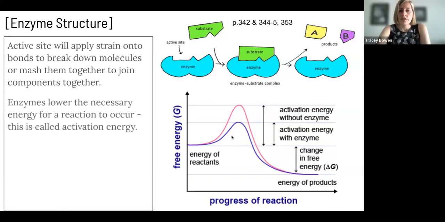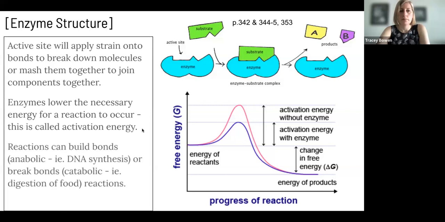Enzymes lower the activation energy, so how much energy is needed for the reaction to occur. And this might have double lumps in the reaction graph, but the activation energy is always going to be lower in a reaction that's being catalyzed by an enzyme.